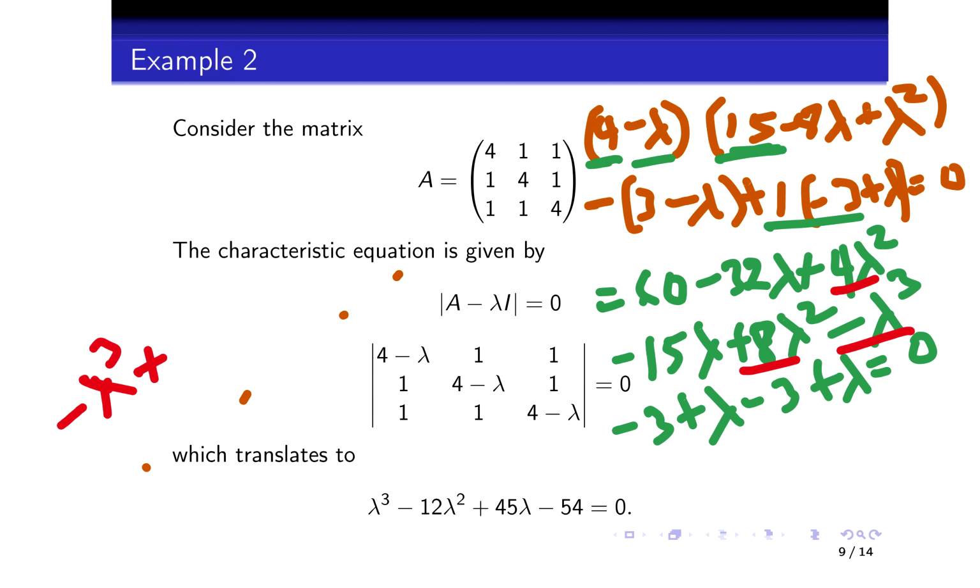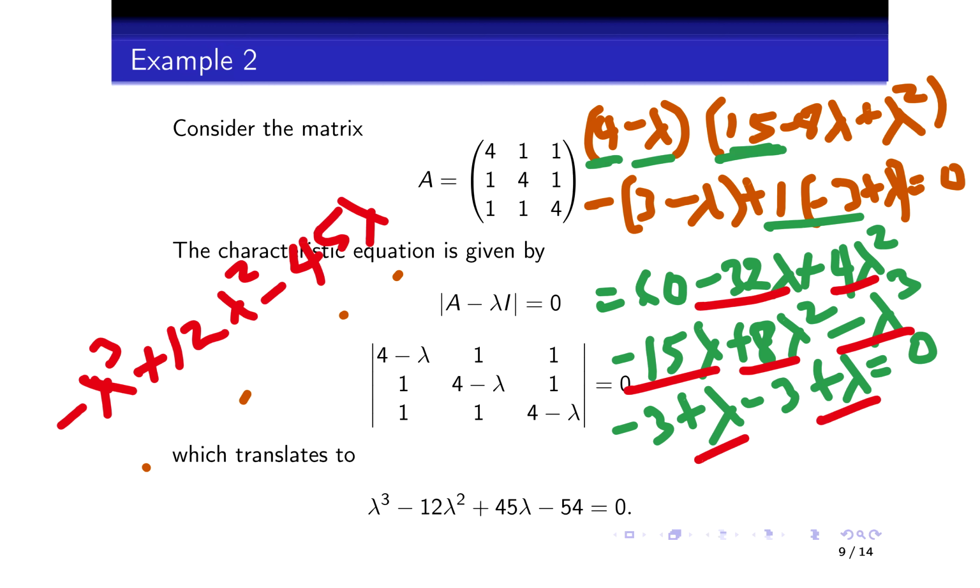Then the next thing will be the lambda. So we have minus 32 lambda, right? Minus 32 lambda plus minus 15 lambda, that's minus 47 lambda. Minus 47 lambda plus lambda, that's minus 46, plus another lambda, that's minus 45 lambda. And then let's talk about the constants. We only have 60, minus 3 and minus 3. So 60 minus 3 is 57. 57 minus 3 is 54. So all this equals 0.